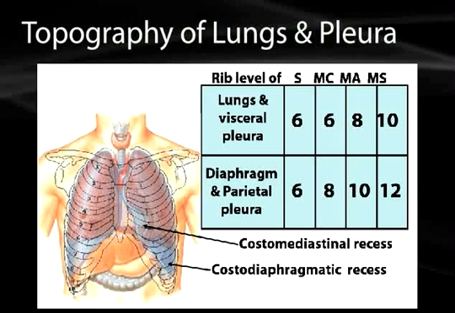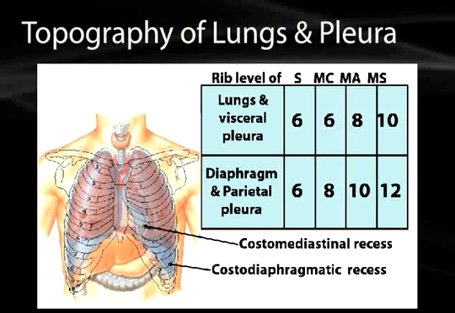So what rib levels are they at? The S, the MC, MA, and MS seen in this chart stand for sternal, midclavicular, midaxillary, and midscapular. So where are the lungs base and the visceral pleura located?